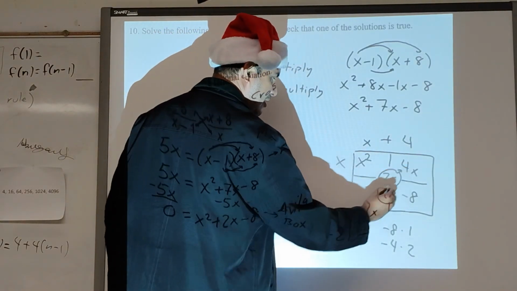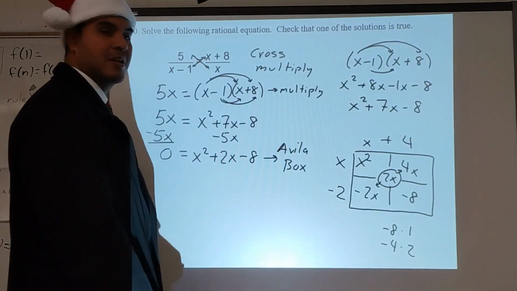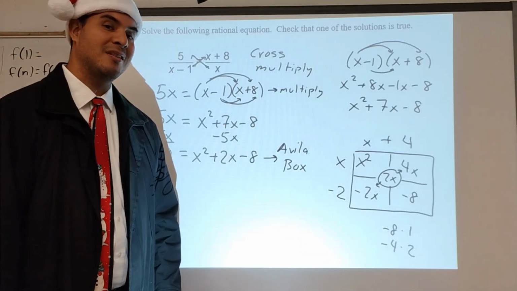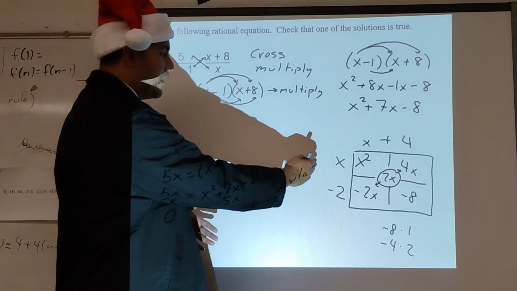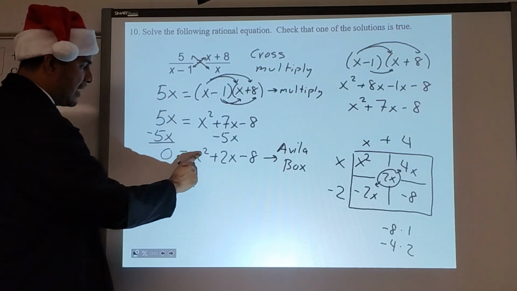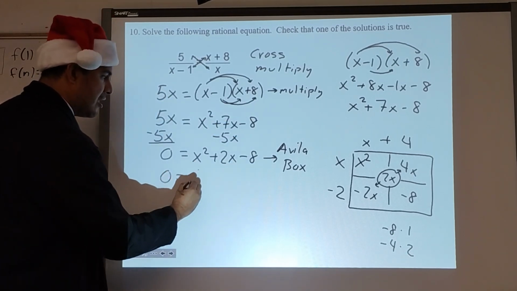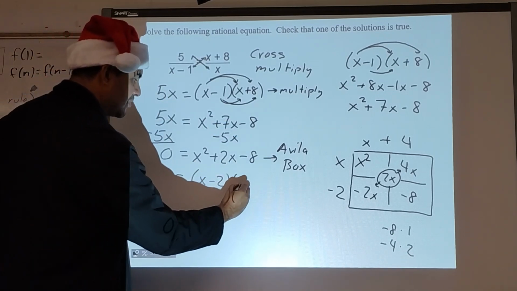And then I check, do the terms combine to the 2x in the middle? Yes, they do. 4x minus 2x gives me that 2x in the middle. So we converted this trinomial, this polynomial x squared plus 2x minus 8, into factored form. The factors are x minus 2 times x plus 4.